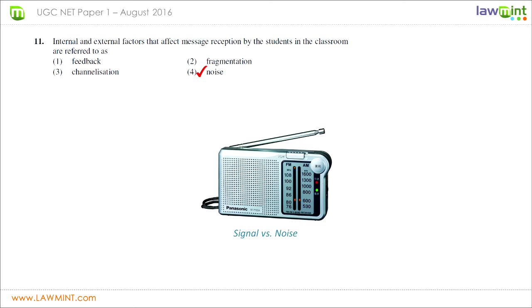Therefore, the signal is essentially the message that we want people to hear or what people want to hear, and the noise are all the external or internal factors that are preventing the message from being heard. Therefore, here the correct answer is choice 4, which is noise, because noise is what prevents the message from being received by the students.